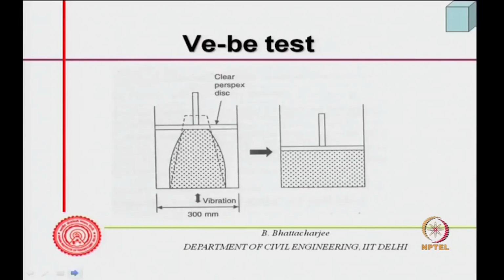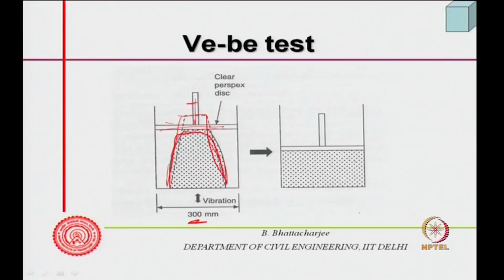The VB test is the other test, where it is actually a variation of the remolding test. Originally, what was done was you have the slump cone with the concrete, and then remove the slump cone. The concrete might attain a shape like this, right, because there will be some settlement, and then you put a piston here. In this case, it is a clear perspex disc, and from this now there can be some weight here and you vibrate it, then it attains the cylindrical shape. So, a 300 mm cylindrical shape.